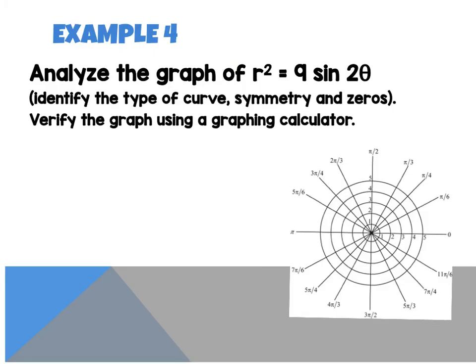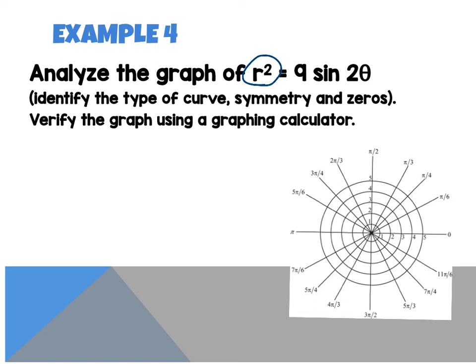So if you look at this example 4, it says analyze the graph of r squared equals 9 sine 2 theta. Identify the type of curve, symmetry, and zeros, and then verify the graph using the graphing calculator. So this is where symmetry gets different when you have an r squared. Obviously, we can't use the same rules as before. So if I look at this and it says sine, typically you would think that means that it's symmetric to the pi over 2 line, but because the r is squared, it makes it different.